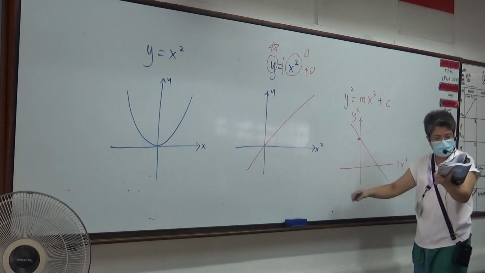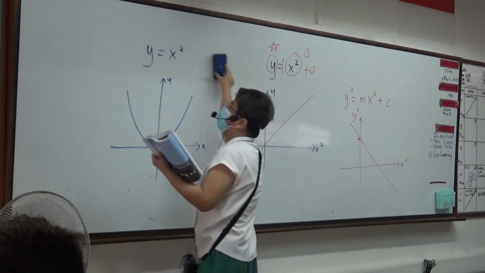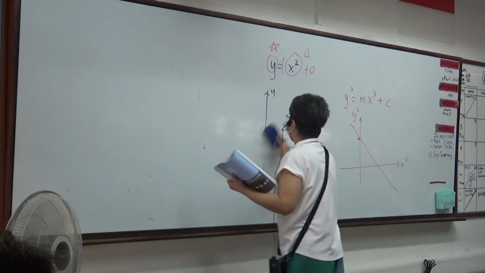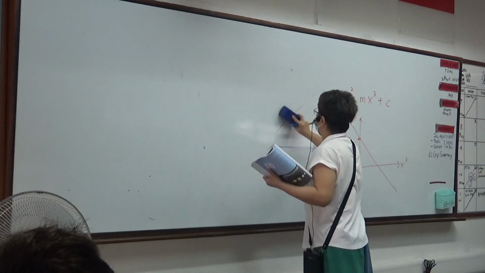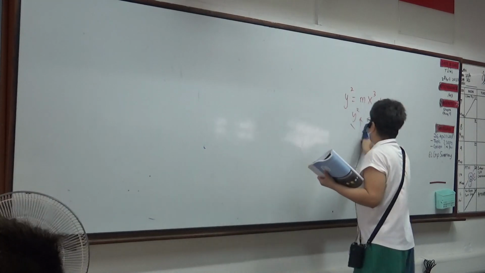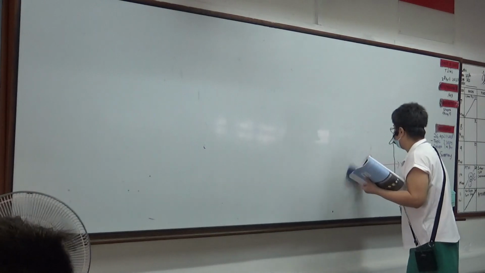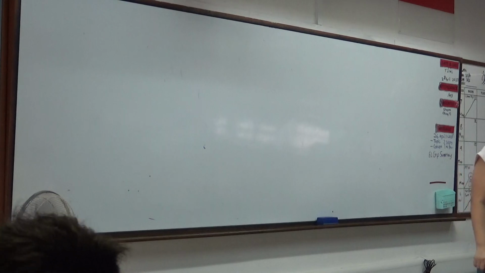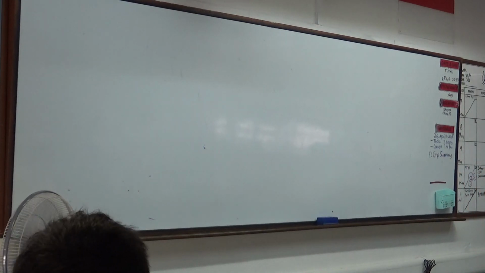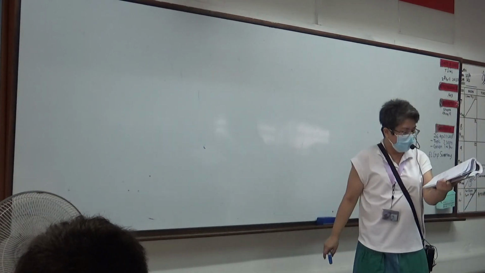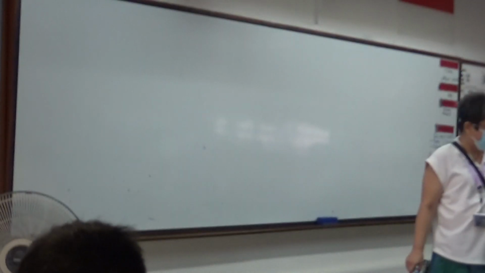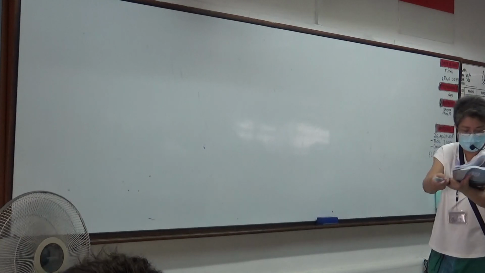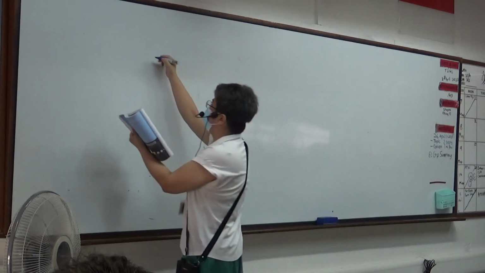Okay, let's look at example 1 on page 213. All of you look at example 1. I'm going to teach you how to transform. Express each of the following equations in the form capital Y equals mx plus c, where X and Y are functions of x or y, and m and c are constants. State the value of m and of c. Okay, let's take a look at A.